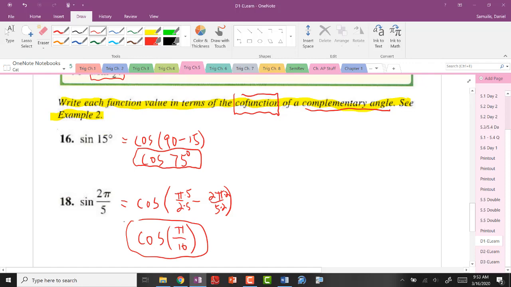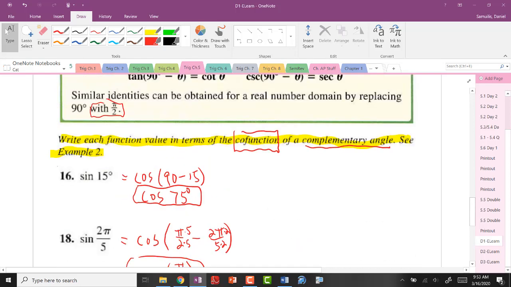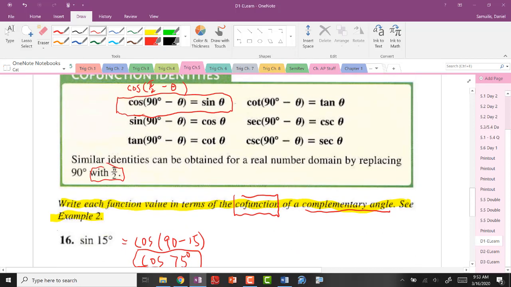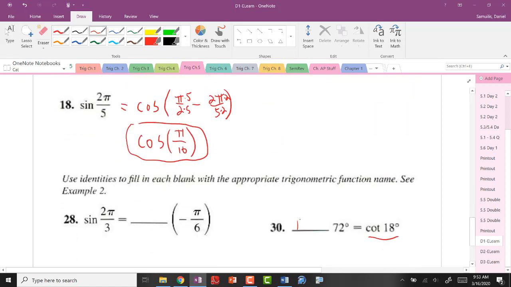So just read the directions and understand that this is a completely different section of what we got going on here. And then use identities to fill in each blank with the appropriate trig function name. This is a trick. This is the cofunction identities, not the sum or difference. So they do have some matching sections using the sum and difference, but I mean this one is pretty easy. You look at this and you look up here. Which one has cotan? Oh, cotan goes with tan. So this must be tan in this blank. All right, and then that matches. So this is not a sum or difference. This is actually a cofunction.